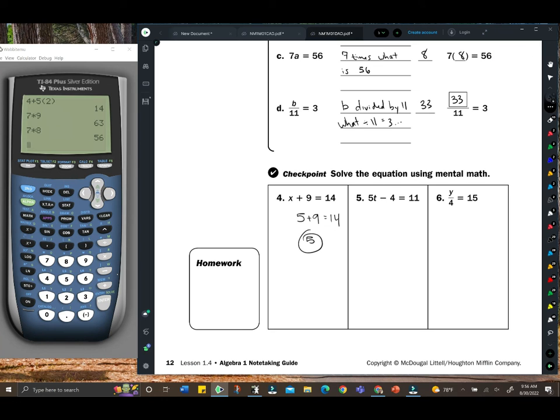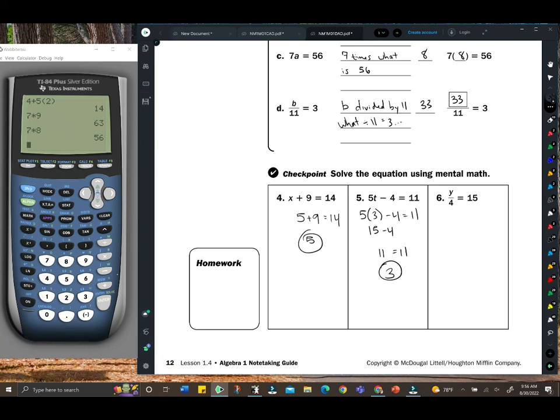5 times t minus 4. So what times 5 minus 4 is 11? Well, 5 times 3 is 15 minus 4 makes 11. So 3 is the solution.